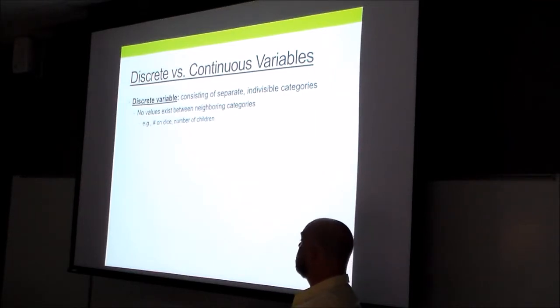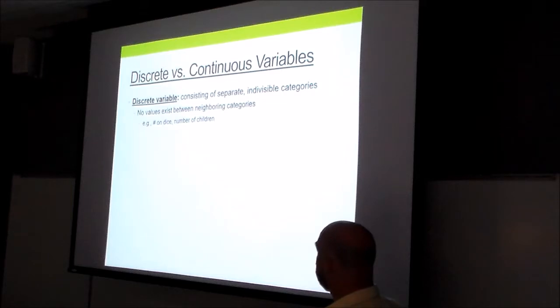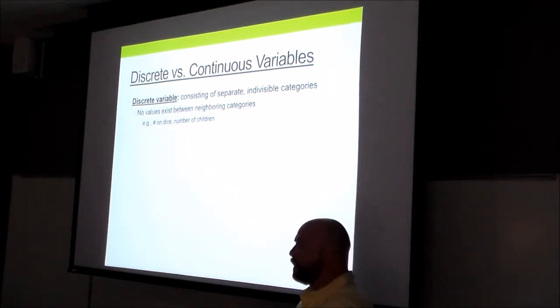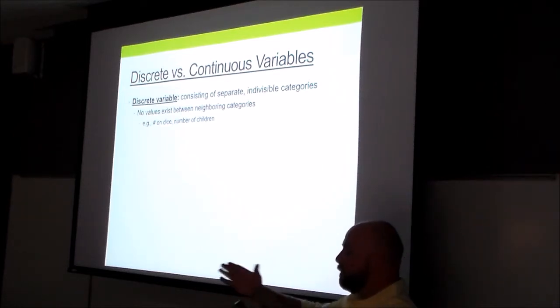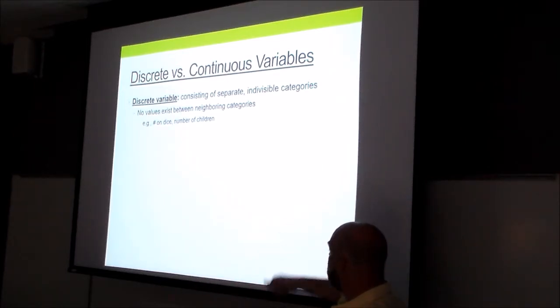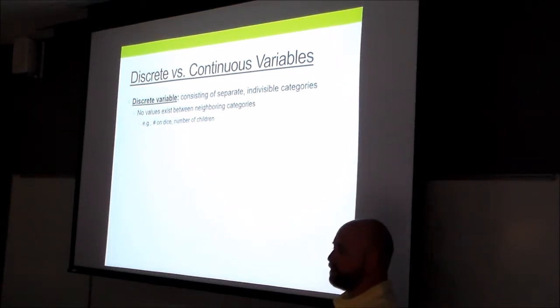Okay? If we're talking about our different types of variables, discrete variables are going to be variables that are made up of separate indivisible categories. If we're working with a discrete variable, no value exists between neighboring things, right? So numbers on the dice, right? I can't get a 6.5. I can't get a 3.5. If I roll the dice, it's either 3 or it's 4. It's not 3.5. It just is one or the other, right?